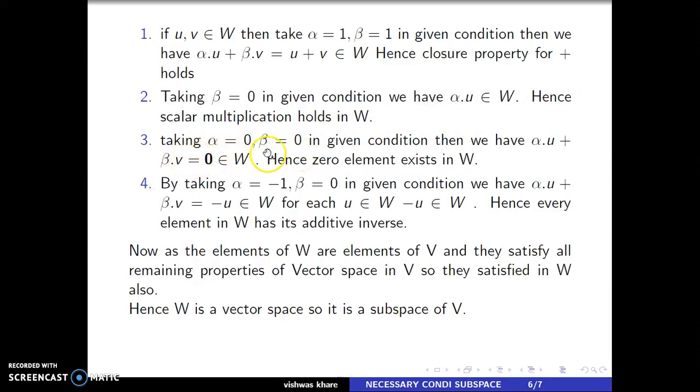Third, taking alpha equal to 0, beta equal to 0 in given condition, then we have alpha into U plus beta into V equals 0 vector belongs to W. Hence, 0 element exists in W. Fourth, by taking alpha equal to minus 1 and beta equal to 0 in given condition, we have alpha into U plus beta into V, which is equal to minus U belongs to W, for each U belonging to W. Hence, every element in W has its additive inverse.